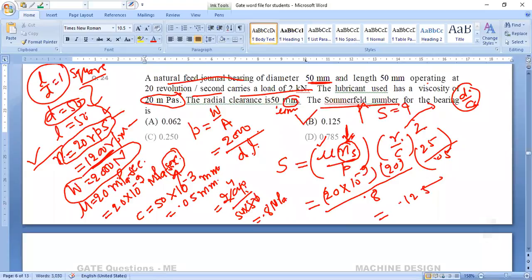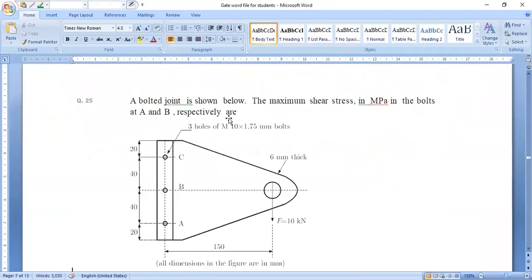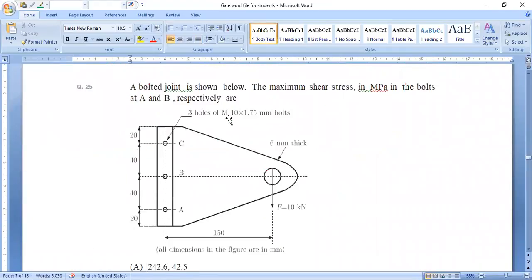तो ये भी काफी इजी क्वेश्चन ही था. एक तरह से समरफील्ड नंबर पूछा है और उसमें जो भी पैरामीटर्स हैं, है ना, प्रेशर को भी आप फोर्स अपॉन एरिया से निकाल सकते हैं. So I am now moving to next question. So next question related to bolted joint. So I am leaving it.